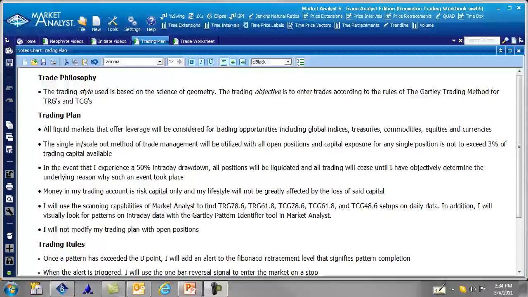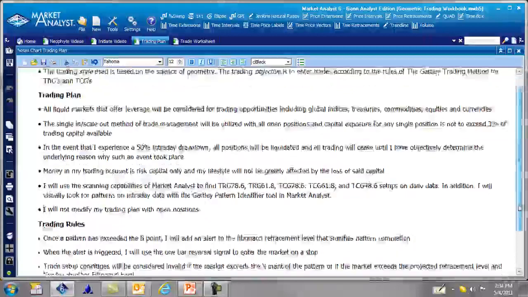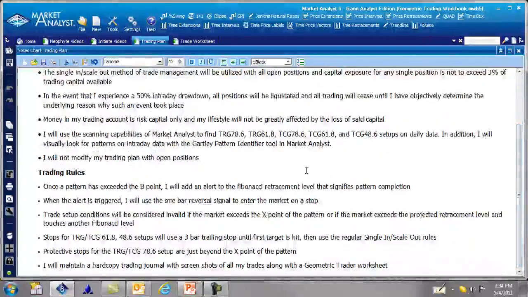Speaking of rules, now let's narrow things down from the trading plan to the trading rules, and this is when we get very specific. Okay, the first rule here, once a pattern has exceeded the B point, I will add an alert to the Fibonacci retracement level that signifies pattern completion. The hard part about trading Gartley patterns is it's easy to see them after the fact, but we need to catch these things before they complete.